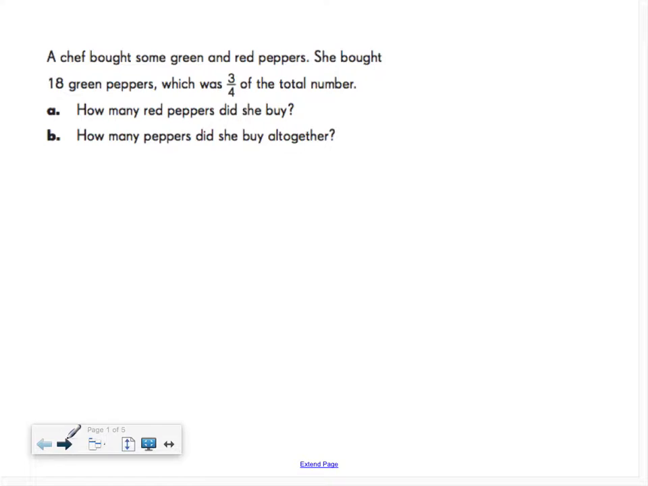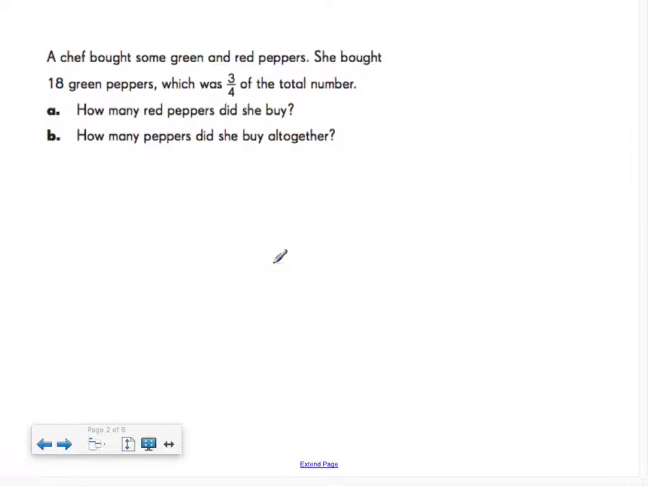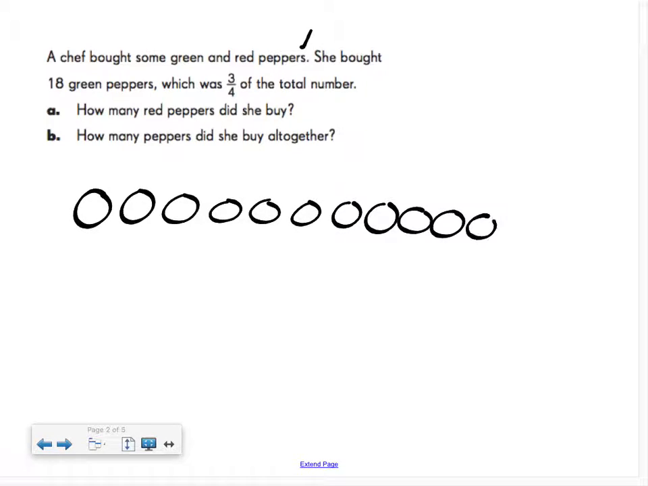Okay? All right, the next one, let's do. A chef bought some green and red peppers. If they're picturing green and red peppers, okay? She bought 18 green peppers. I'm going to draw out 18 green peppers. 1, 2, 3, 4, 5, 6, 7, 8, 9, 10, 11, 12, 13, 14, 15, 16, 17, 18. Okay, so hopefully you are picturing them. You don't have to draw them if you don't want to. It says, which was 3/4 of the total number.